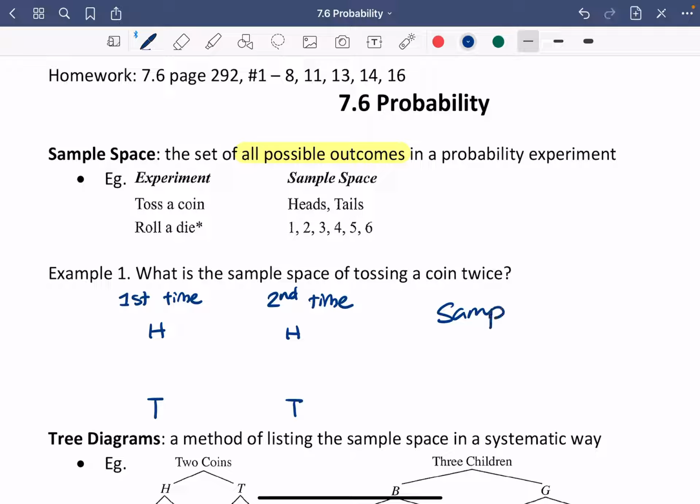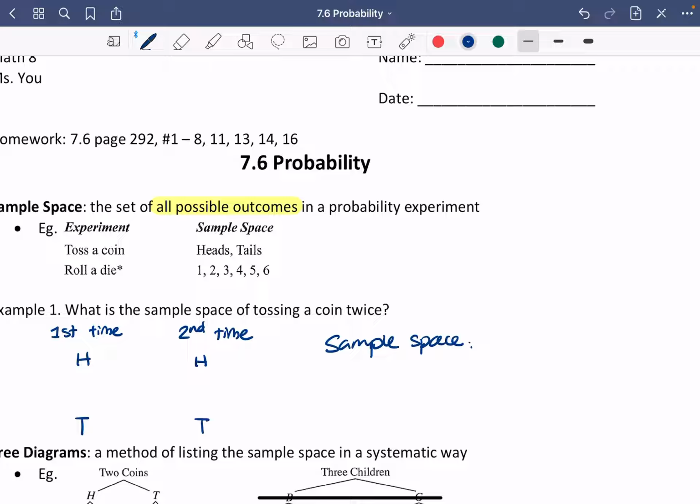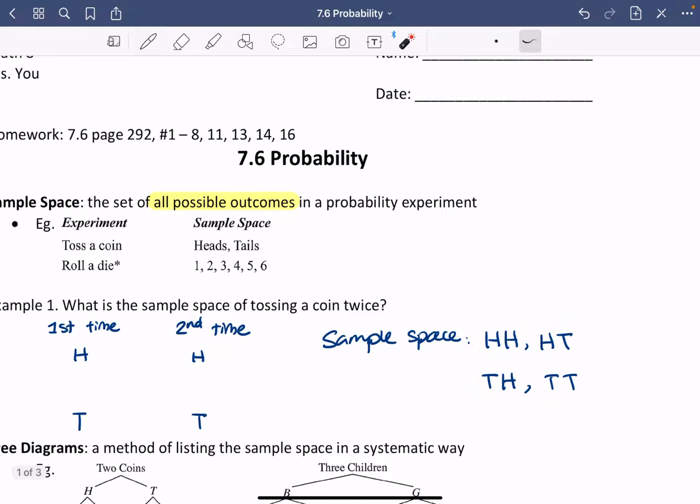Well, now my sample space, let me write it down first. Sample space. Then what combinations would I have? Well, if I toss a head first, the second time I could toss a head or I could toss a tail, right? Now, if I toss a tail the first time, then the second time I toss the coin, it could be a head or it could be a tail. So we have four combinations, and these four are our sample space.